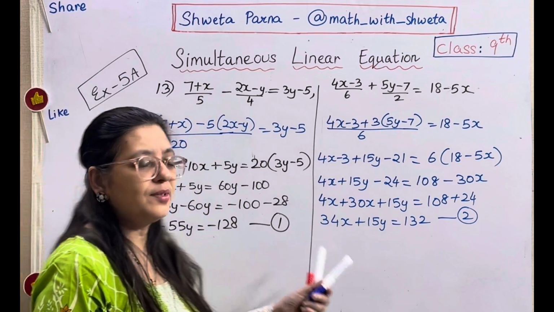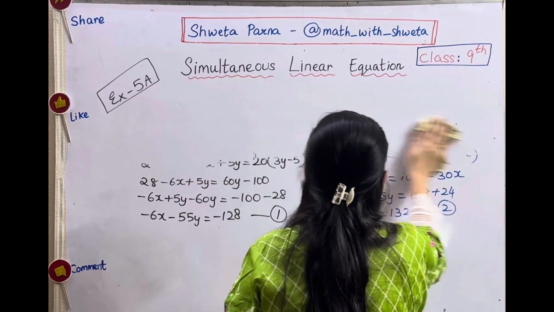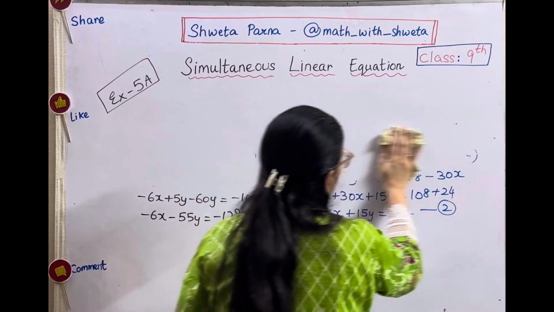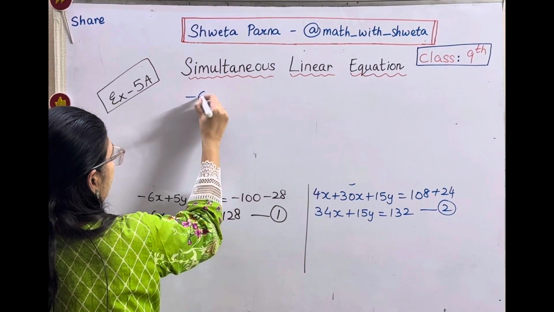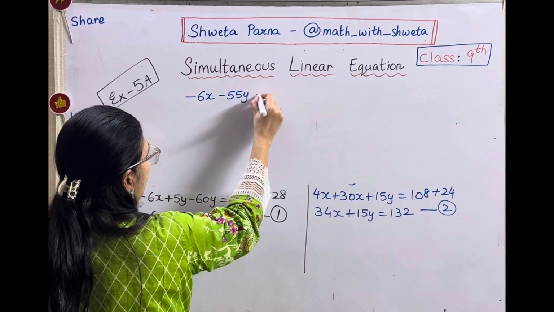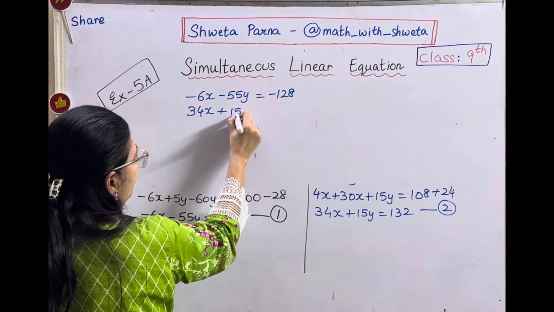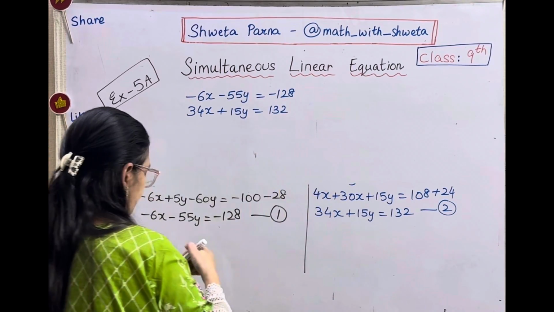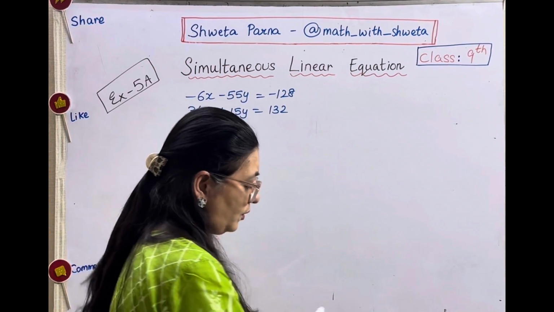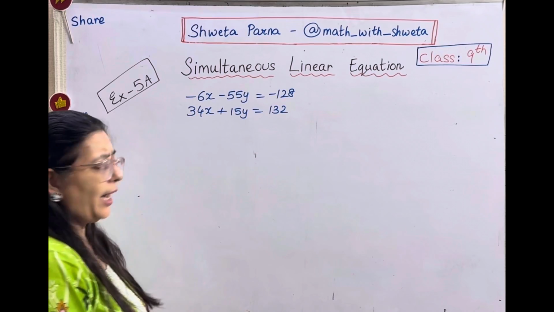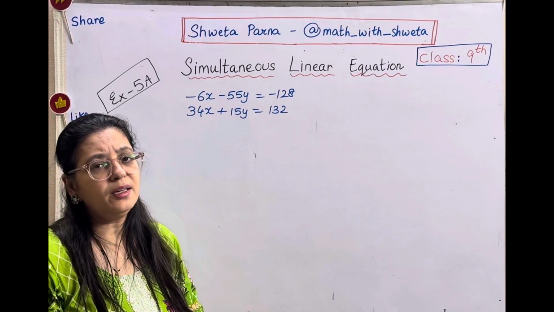Now you have to use the elimination method. Let me first copy the equations, then I can erase the other part. So the equation is minus 6x minus 55y is equal to minus 128. The other one is 34x plus 15y is equal to 132. Now we have to use the elimination method. Either of the variables, either you want to take x or you want to take y, you can use it and eliminate the value.